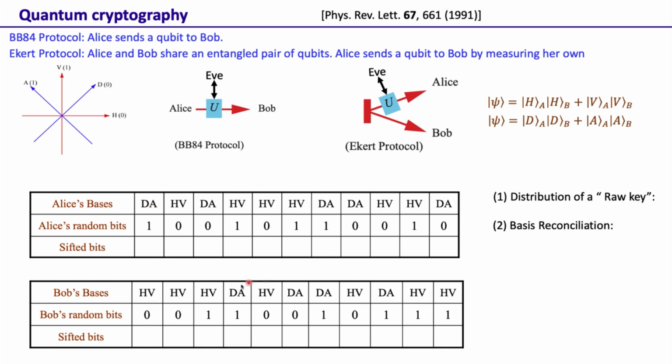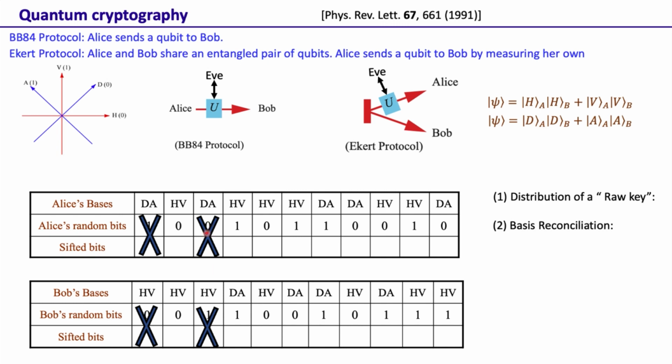Of course they chose it randomly, but in a few they happen to choose the same basis, for example here, and so on. In whichever instance they happen to choose the same basis, they will keep those measurement results. But whenever they happen to choose a different basis, they will throw that particular measurement result away. For example, in the first one, Alice chose DA, Bob chose HV, so that's an incompatible set of bases, so they will throw that result away. In the second one, both Alice and Bob happen to choose HV, so they will keep it.